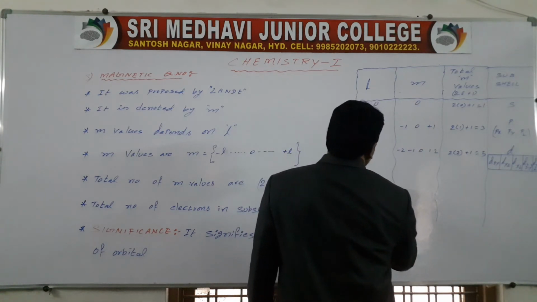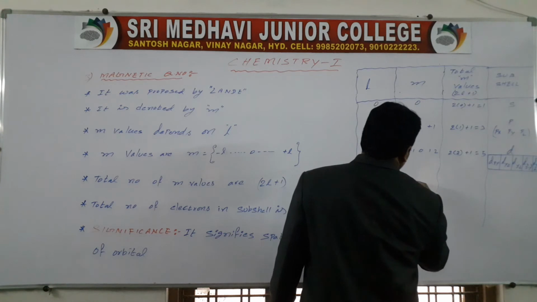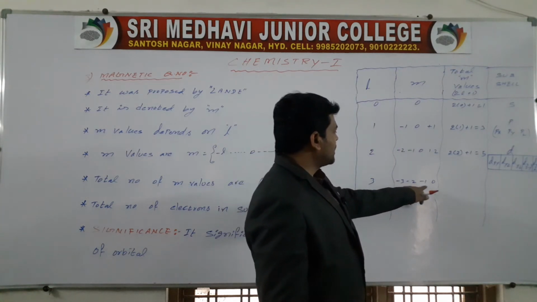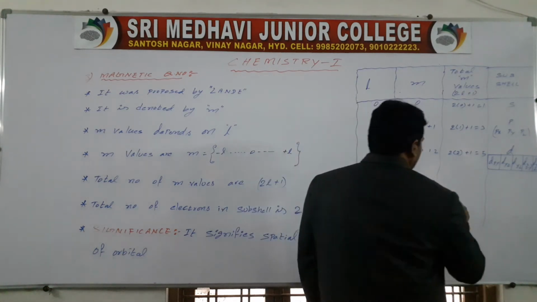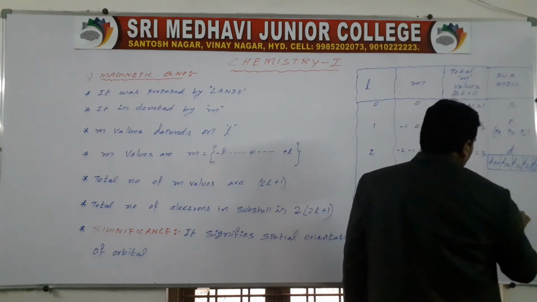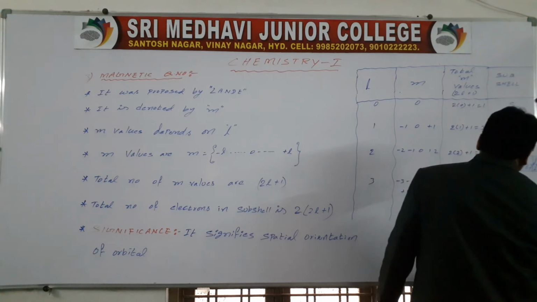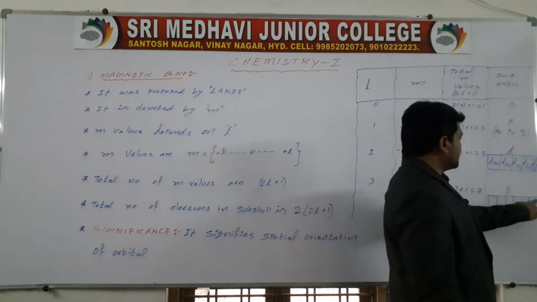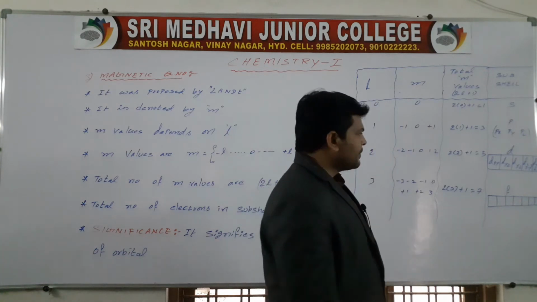Next, L is equal to 3 means minus 3, minus 2, minus 1, 0, plus 1, plus 2, plus 3. The total number of values, 1, 2, 3, 4, 5, 6, 7, means 2 into 3 plus 1 equals 7. Then the F subshell contains 7 orbitals, so 14 electrons can be accommodated.